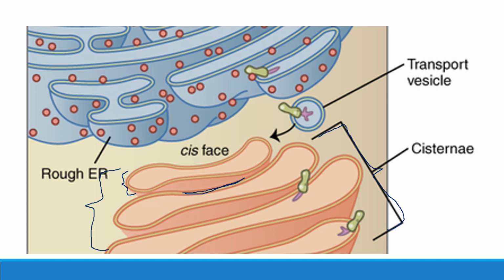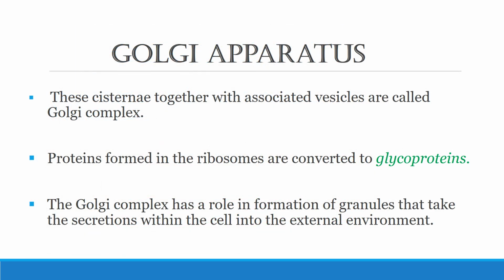So you can see how the vesicles are formed over here, and then Golgi apparatus is basically involved in transport of different sorts of materials that are present within the cell. So this is how the whole cisterna associated with the vesicle, this whole structure, is known as the Golgi complex, and you can see how it functions.